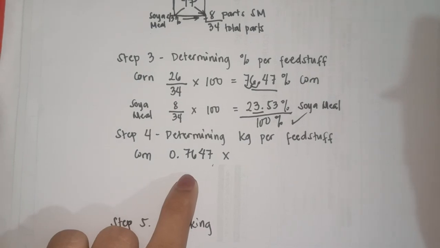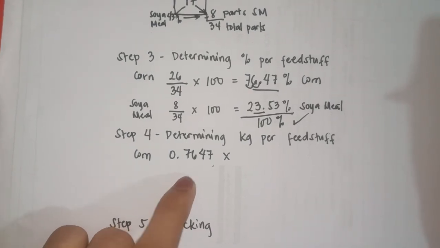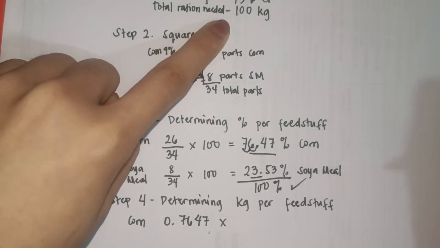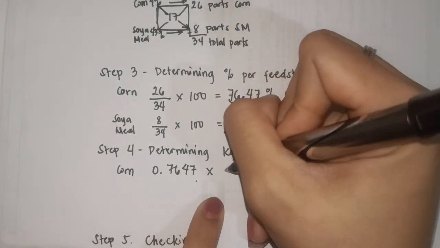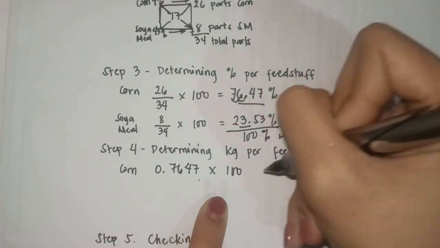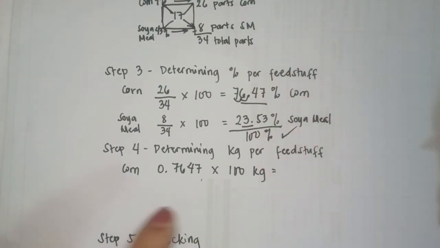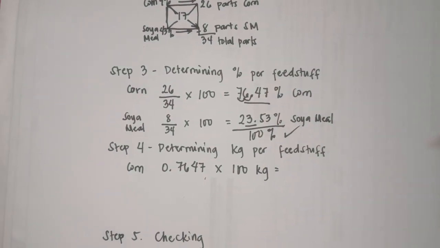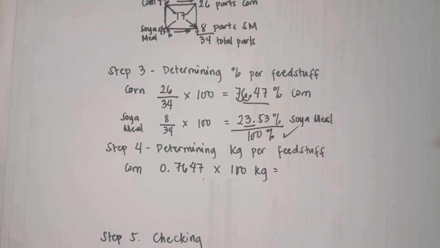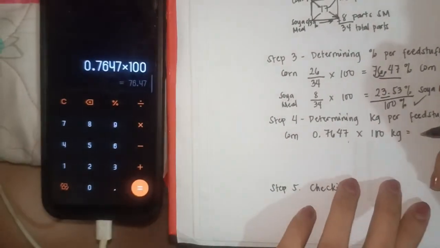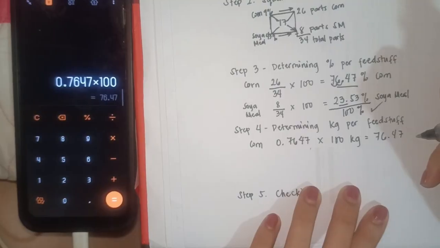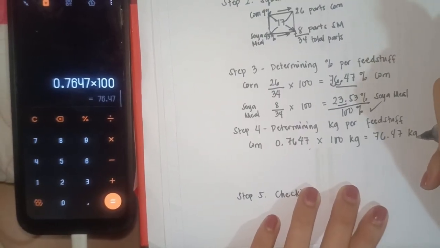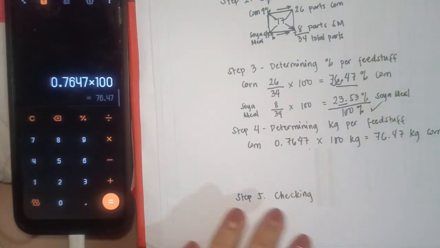So since the total ration needed is 100 kilograms, we have to multiply it with 100 kilograms. So that would yield an answer of 0.7647 times 100. So the answer would be 76.47 kilograms of corn.